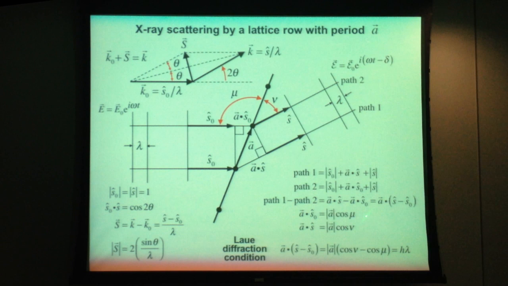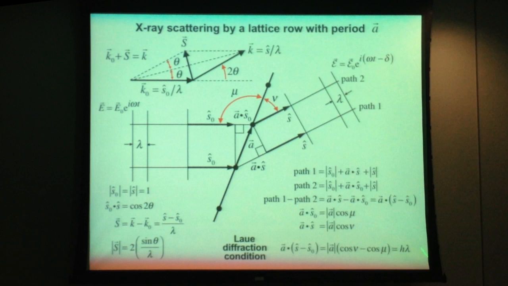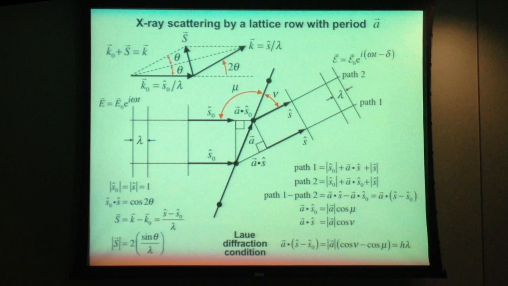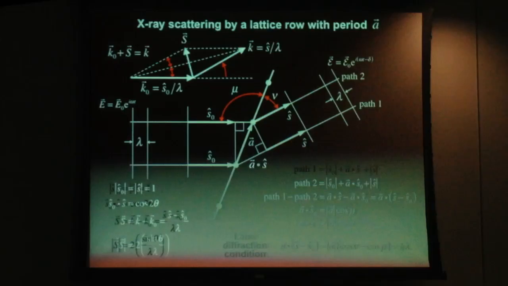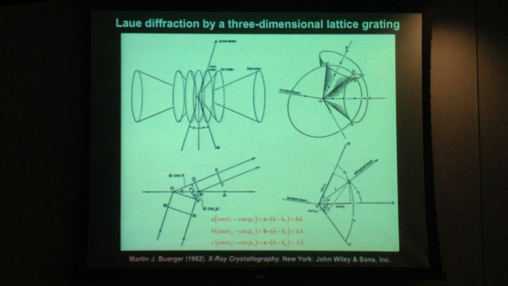So here's the Laue condition. That the length of A times this difference of cosines between an incident and scattered direction must be h, must be an integer number of wavelengths, and so on for the other two dimensions of the crystal. It's a three-dimensional thing. But we get at its meaning by just looking at the two-dimensional section through the three-dimensional thing.